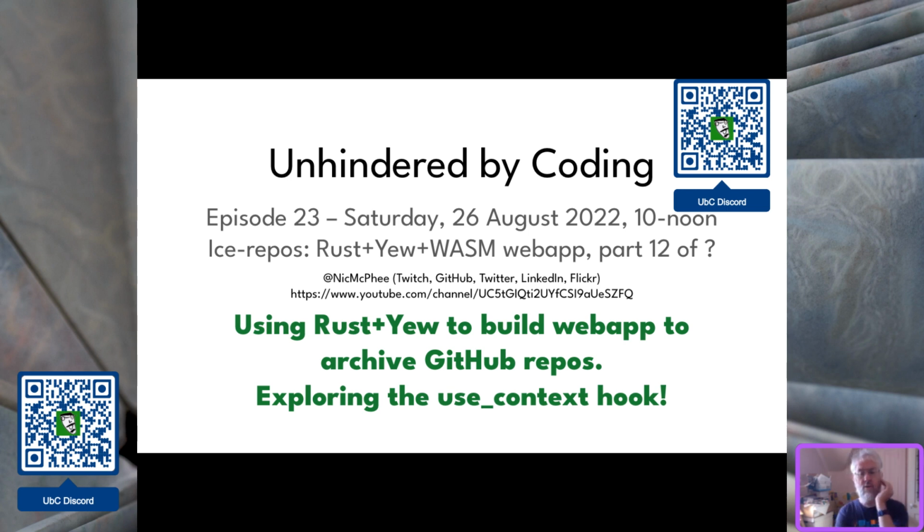So we are turning to the ice-repos project. It's here that we'll explore the use context hook. I'm not sure we're going to do that. I think we might actually just try to get the checkboxes and collect that information.